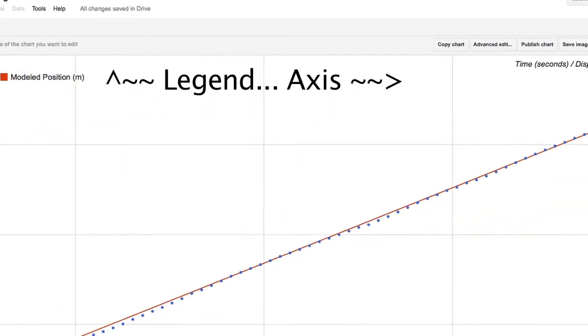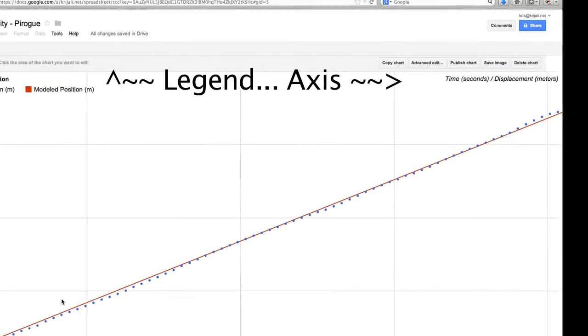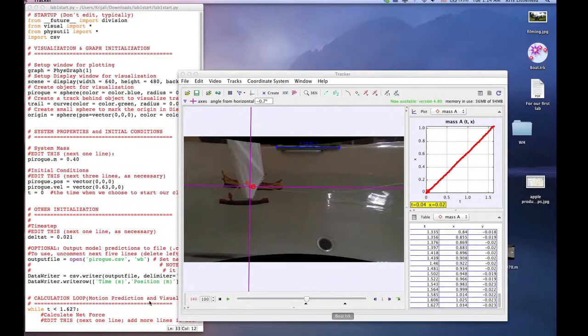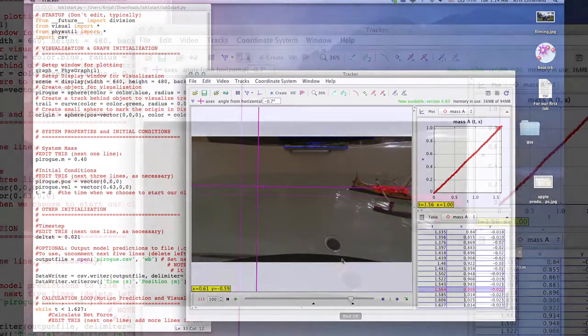Comparing the experimental position data collected from Tracker and the model position data generated by the Python script, you can see that both lines are very similar and within a few centimeters per second. I believe this discrepancy may have been caused by the selection I had made while generating the information in Tracker.